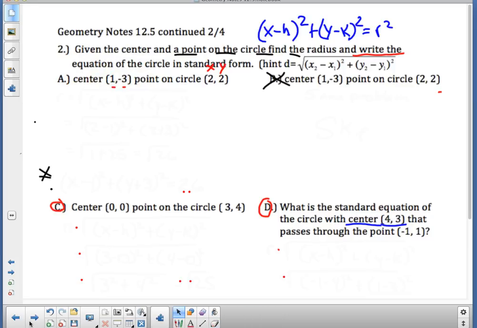Now, on this problem, I'm giving you information to find pieces of the circle. We need radius and we need center. We are given the center and a point on the circle.